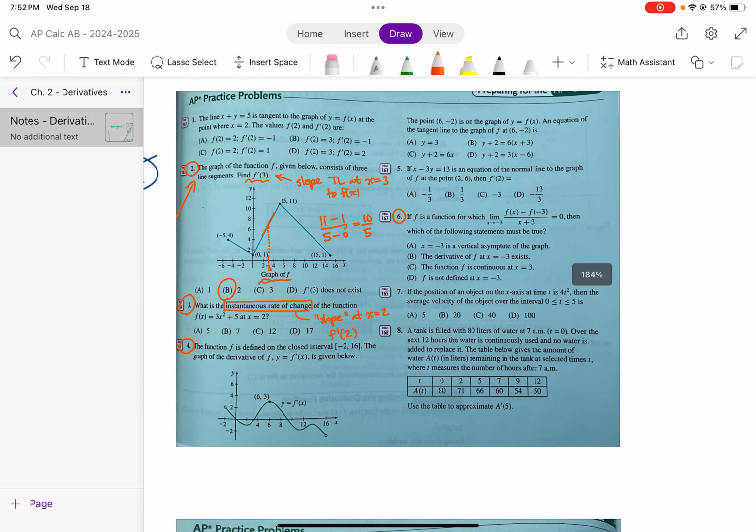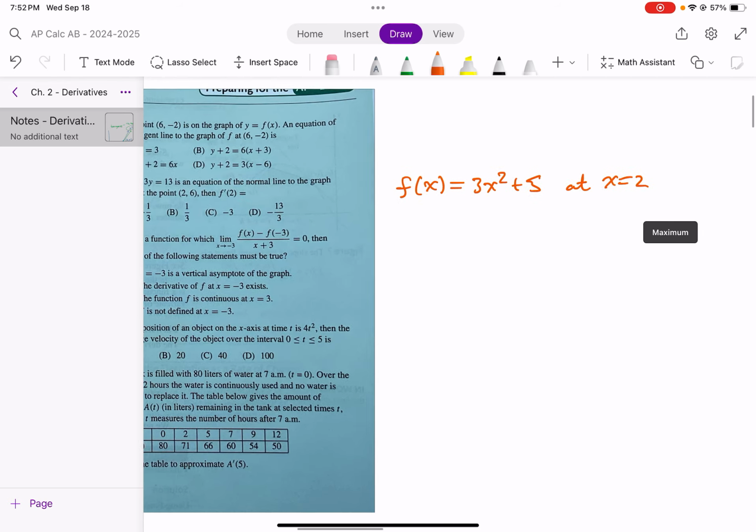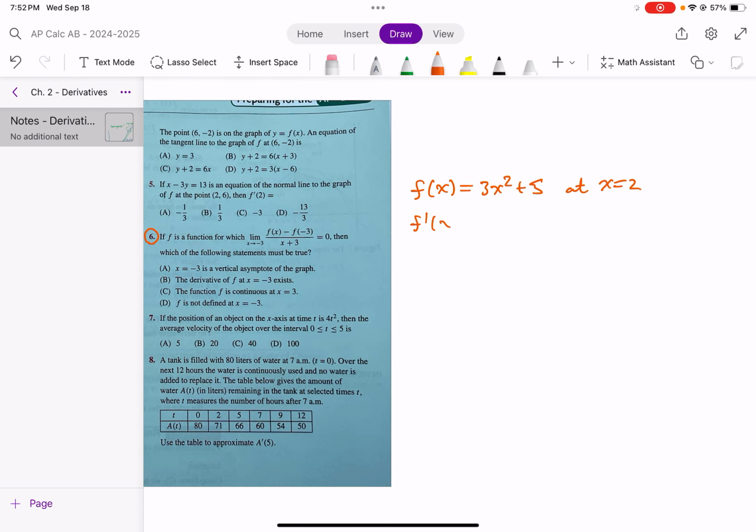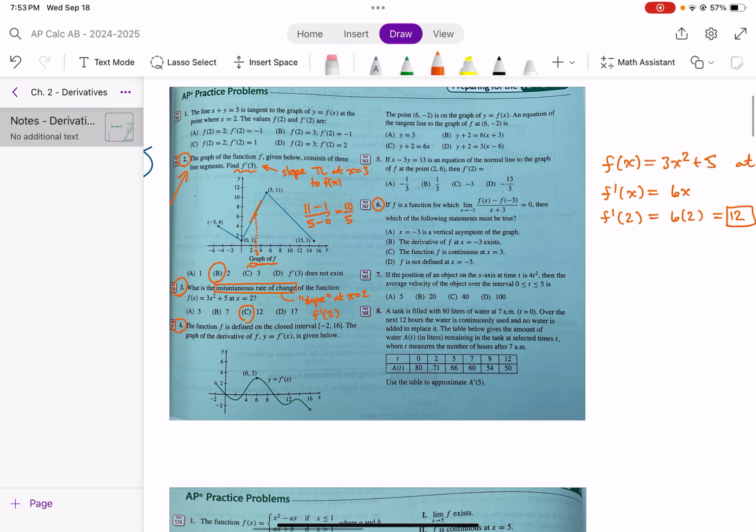So with this function, 3x squared plus 5, let me write down the work over here. We're doing this at x equals 2. We want to find f prime of 2. So first off, what is f prime of x? Well, take the derivative. Looks like we get 6x. So f prime of 2, the instantaneous rate of change at 2, would be 6 times 2, which is 12. Now we don't have any units here, right? We would just say 12 is our answer, C.